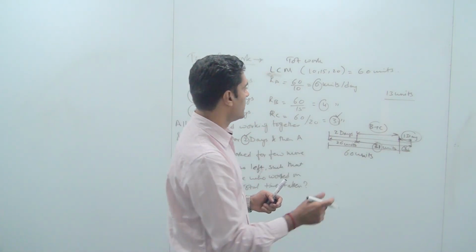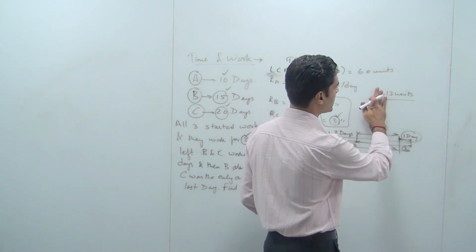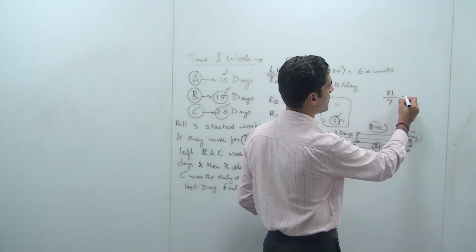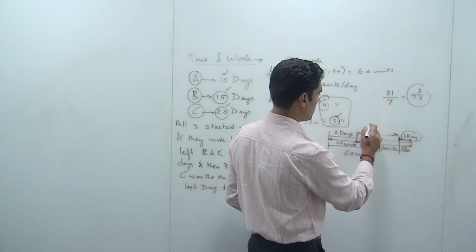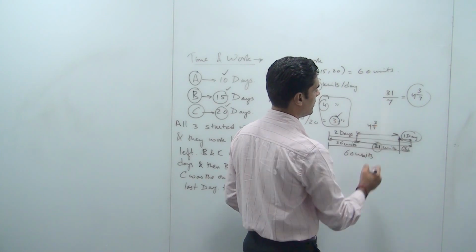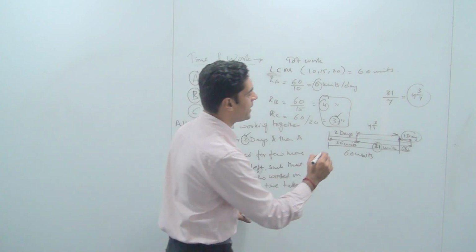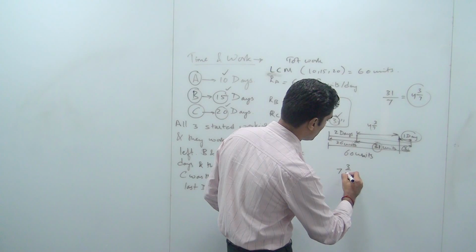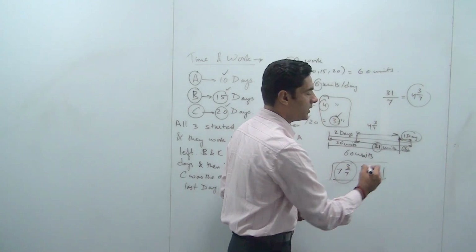The rate of B and C combined is 4 plus 3, that is 7, and the work they are supposed to do together is 31 units. So the time taken will be 31 by 7, which is 4, 3 by 7. This is the time taken by B and C to cover 31 units, which is 4, 3 by 7 days. So the total time taken by all three of them, if they work in this format, will be 2 plus 4, 3 by 7 plus 1, which comes out to be 7, 3 by 7 days. This is how you can very easily do these kinds of questions.